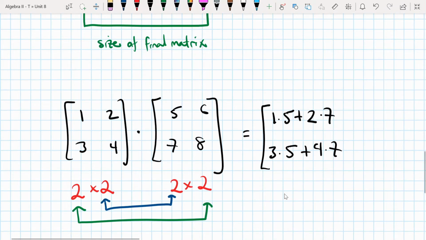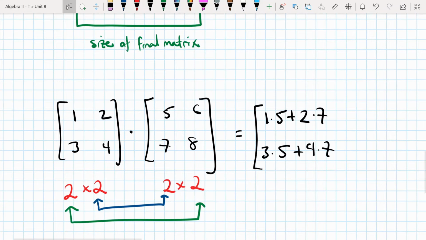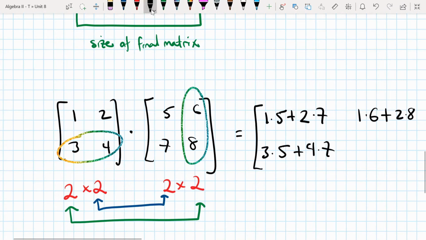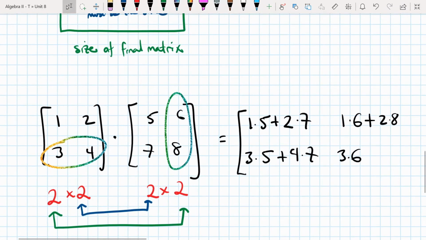Let's try the top right. For the top right, we're going to do the first row by the second column. This is going to be 1 times 6 plus 2 times 8. And the last one is going to be the second row and the second column. So this will be 3 times 6 plus 4 times 8.